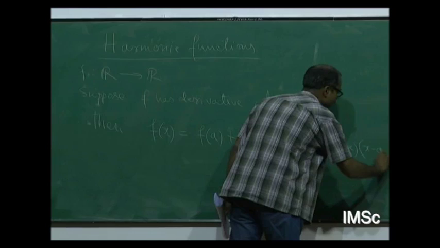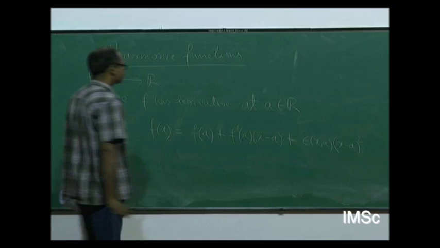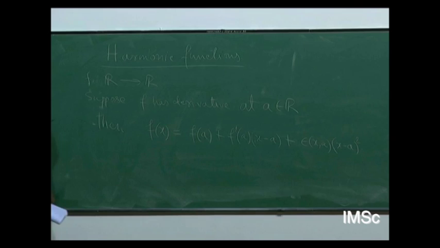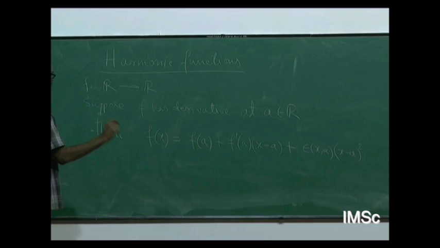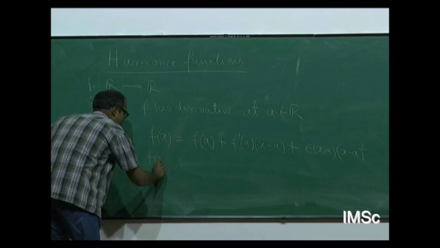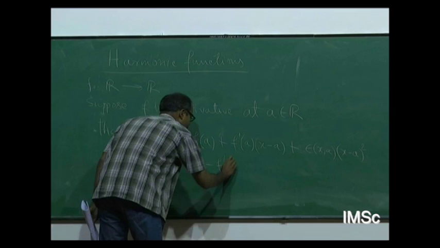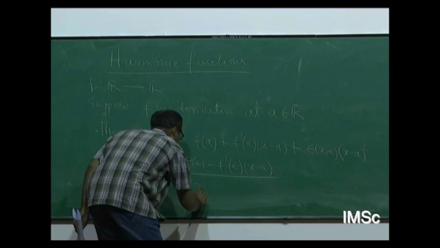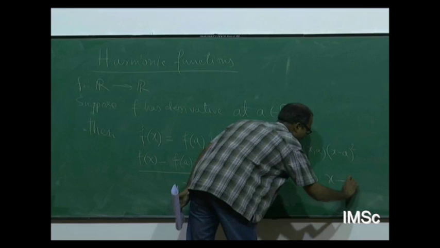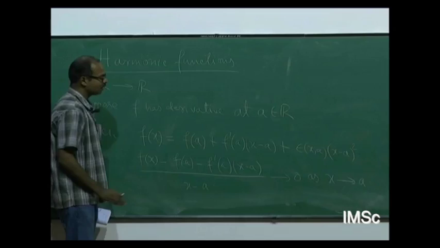So if the derivative exists, then you can write it like that. Likewise, if the function has derivatives up to order k, then you can have k terms, then something small. This is something small which goes to 0 as x goes to a. What we see is, I can write it like this. So this goes to 0, and that is the condition to have a derivative.